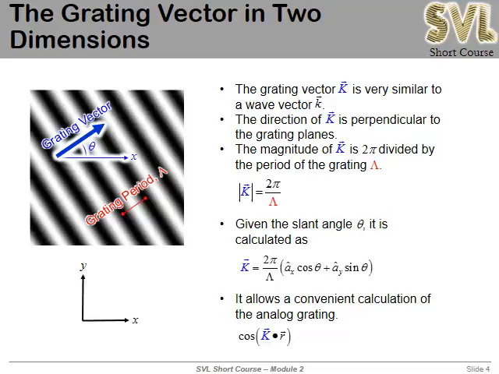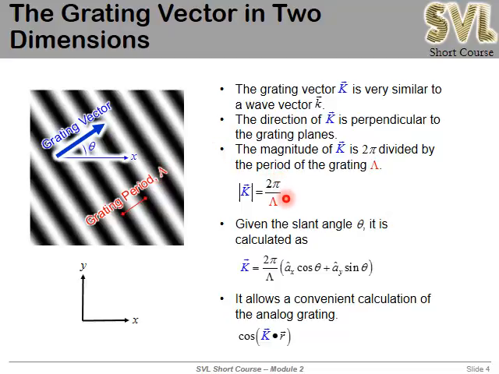So the grating vector is carrying 2 pieces of information, and we just talked about one of them. The orientation of the grating vector is perpendicular to the black lines, the planes of the grating. The second piece of information it carries is through its magnitude. The magnitude of the vector is 2 pi divided by the period of the grating. So if we look at the spacing between 2 planes in the grating, we'll call that capital lambda. The magnitude of K is 2 pi divided by lambda.